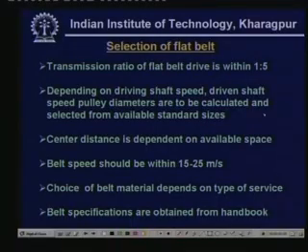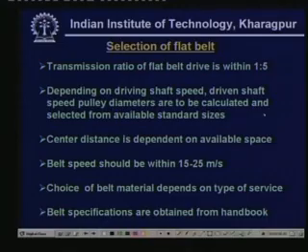Coming down to this particular idea, once again I read it: depending on the driving shaft speed and driven shaft speed, pulley diameters are to be calculated and selected from available standard sizes. This point is clear to you.